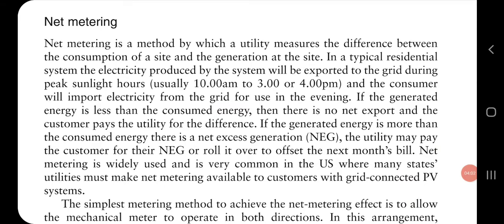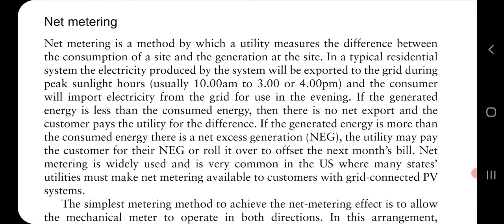Net metering is a meter which measures the difference between the consumption of the site and the generation of the site. So what happens, whenever the production is there, during the peak hour, from the PV module or cell, the meter exports the energy to the grid, and during the night time when it is required, it will give it to the site, particularly to the residential house where the PV module is installed.